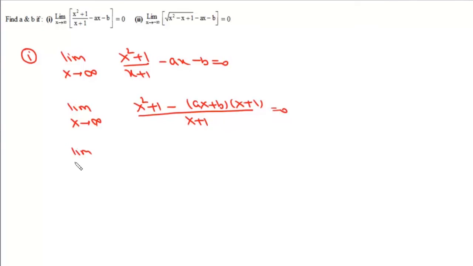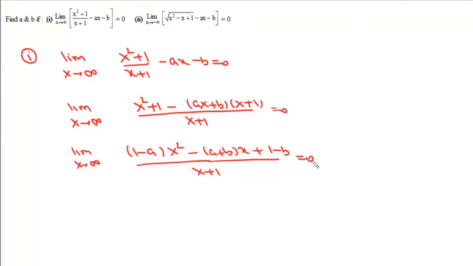Now this is limit x tends to infinite. Now it will be (1 minus a) x square and then minus (a plus b) x plus (1 minus b) upon x plus 1 equals 0.